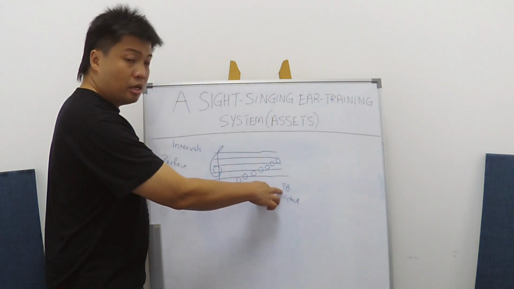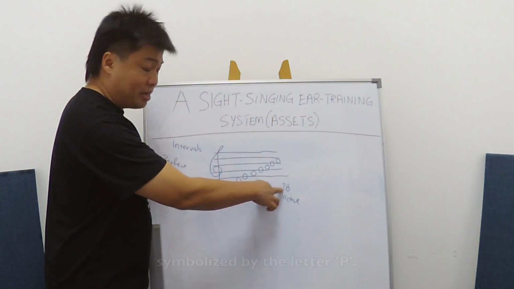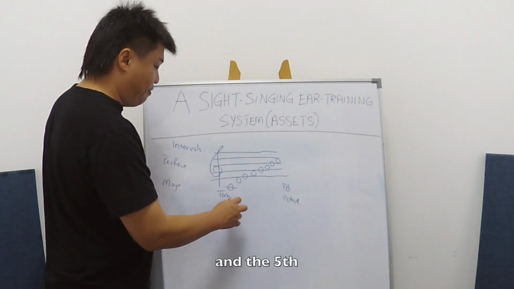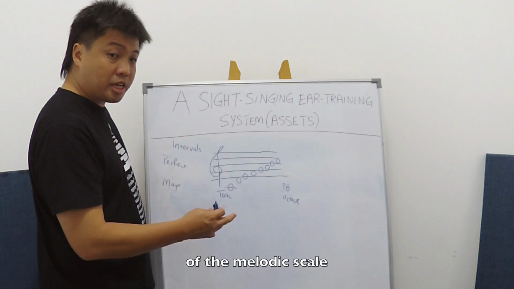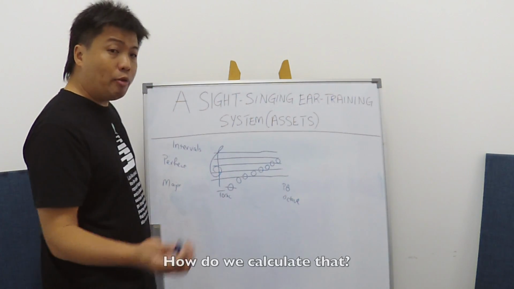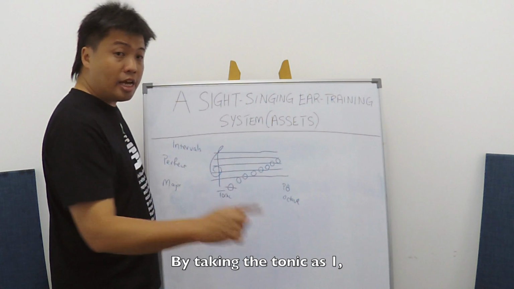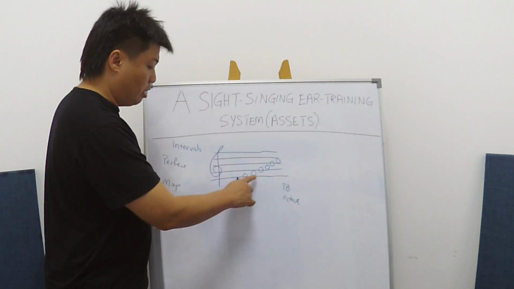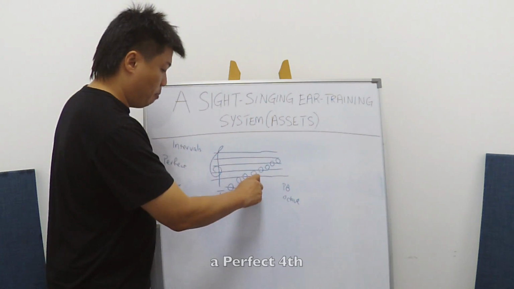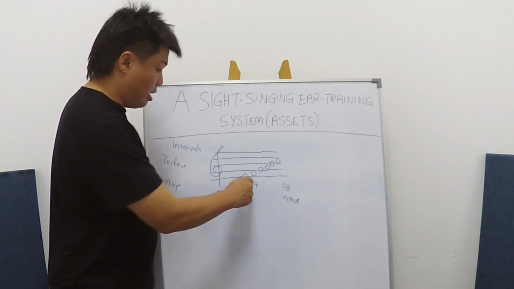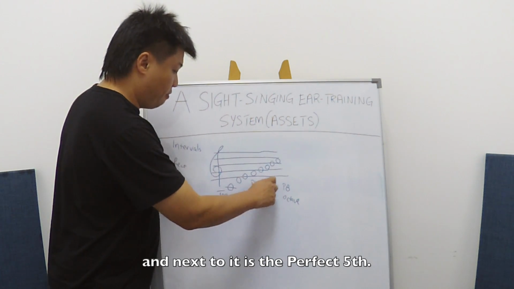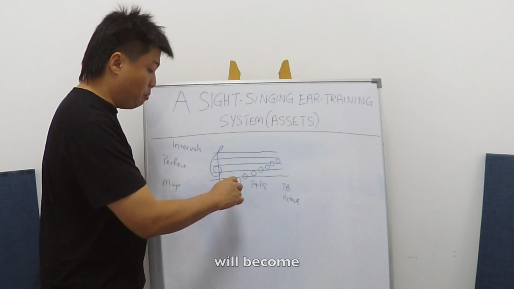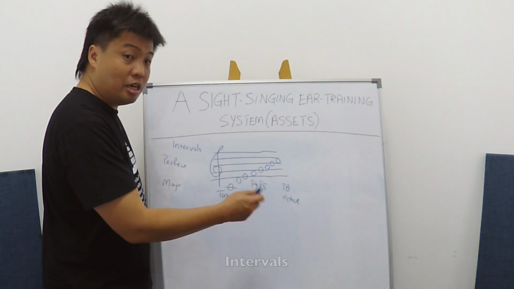Perfect can also be symbolized by the letter P. And the fourth and the fifth notes of the melodic scale are also perfect. How do we calculate that? By taking tonic as 1, we count 1, 2, 3, 4. A perfect fourth. And next to it is the perfect fifth. Everything else will become major intervals.